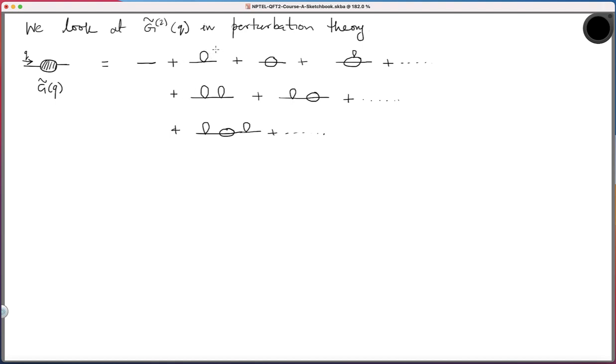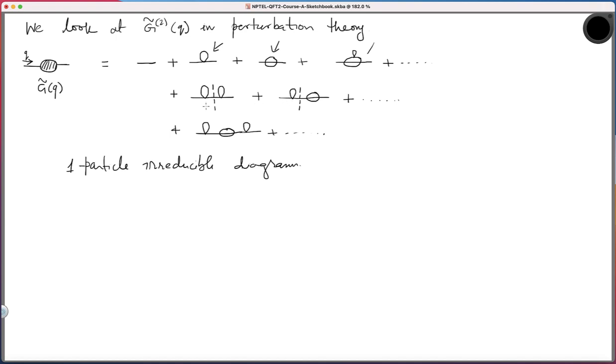Diagrams of this kind, these are called one particle irreducible diagrams. Okay. So let's look at this one. This one is not a one particle irreducible diagram. Why? Because if you cut this line here, if you cut it with a scissor, this falls apart into two diagrams. Similarly here, okay? So these are reducible.